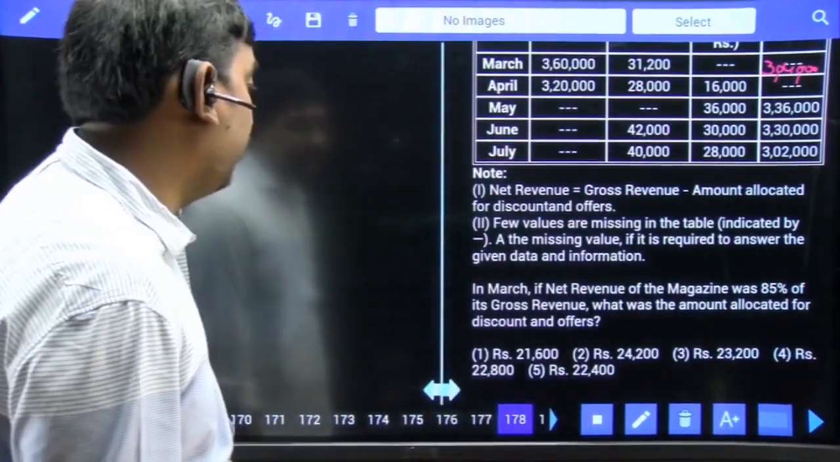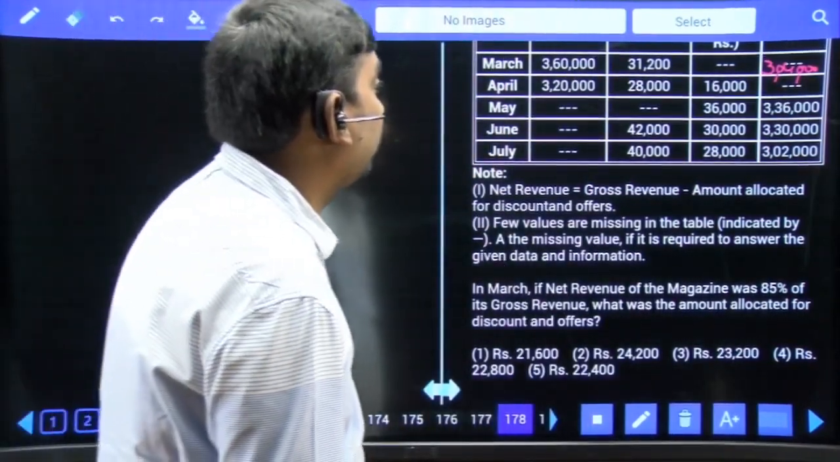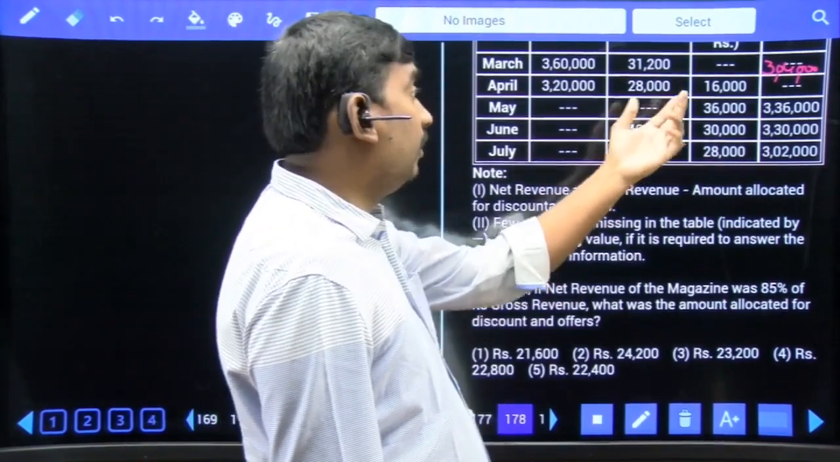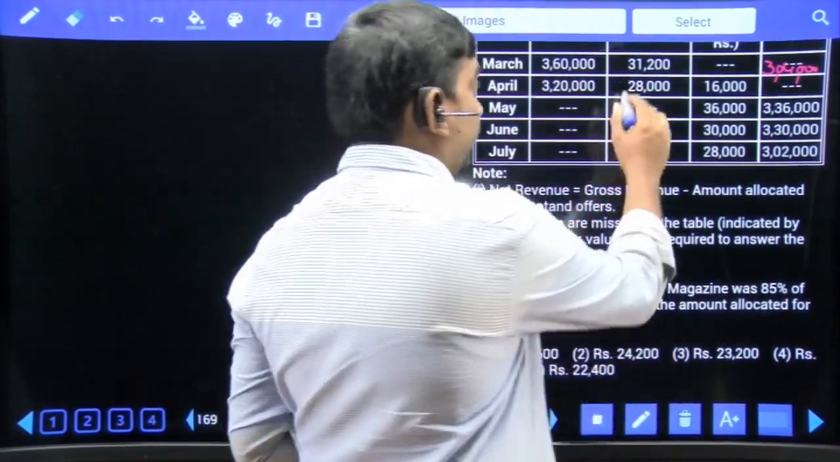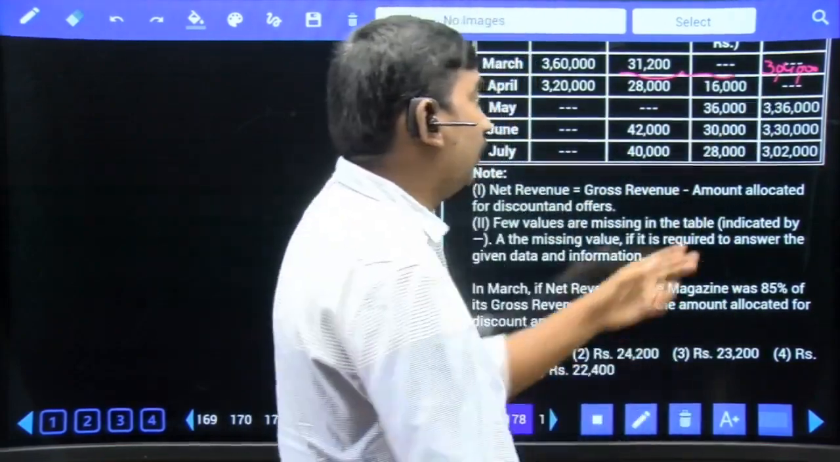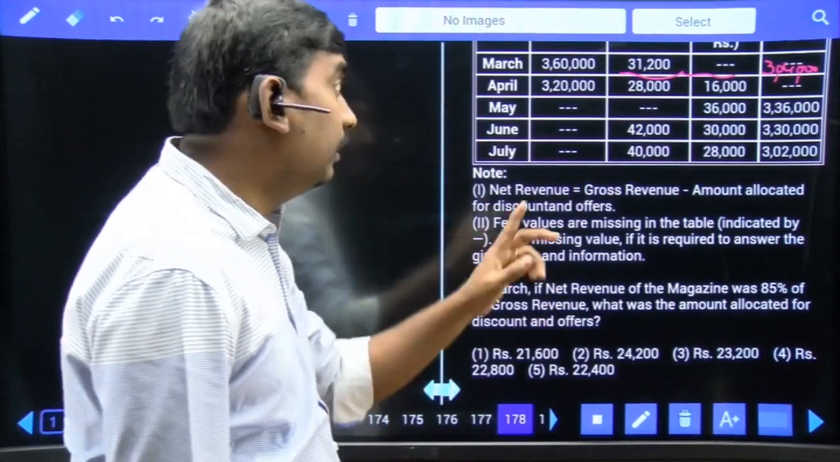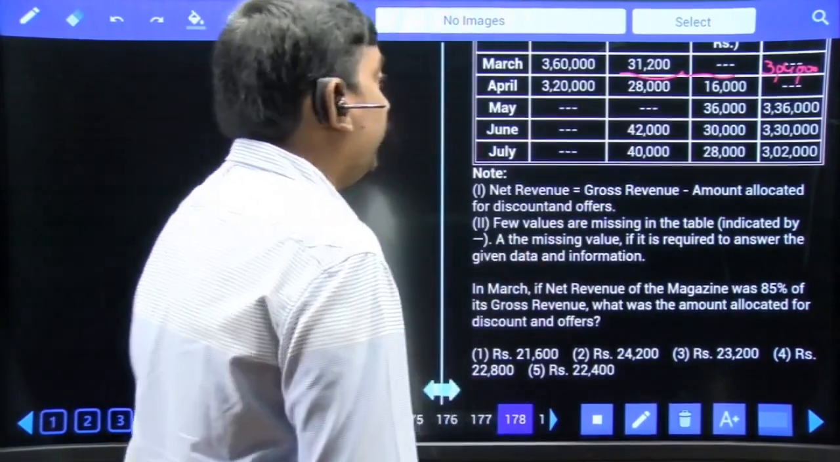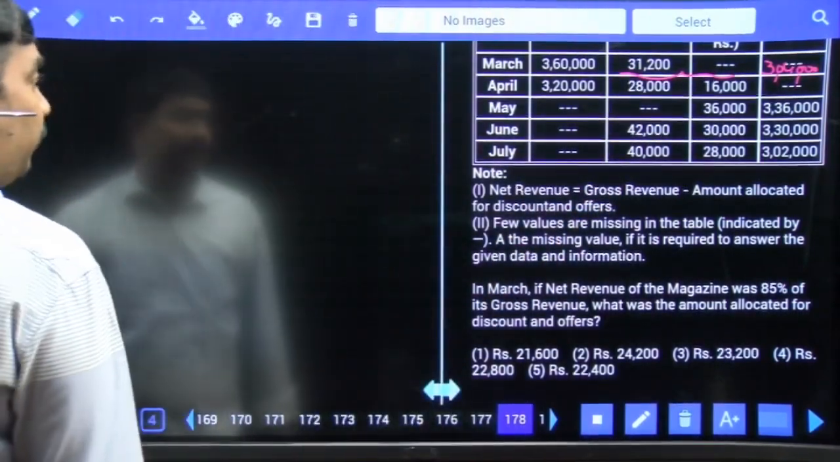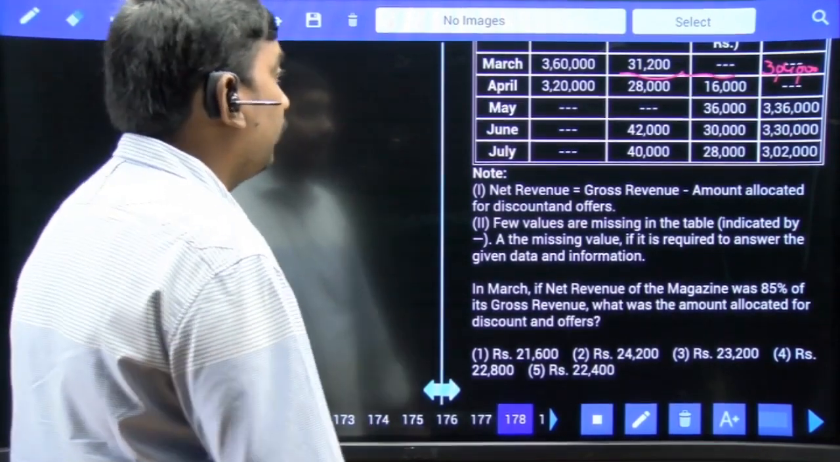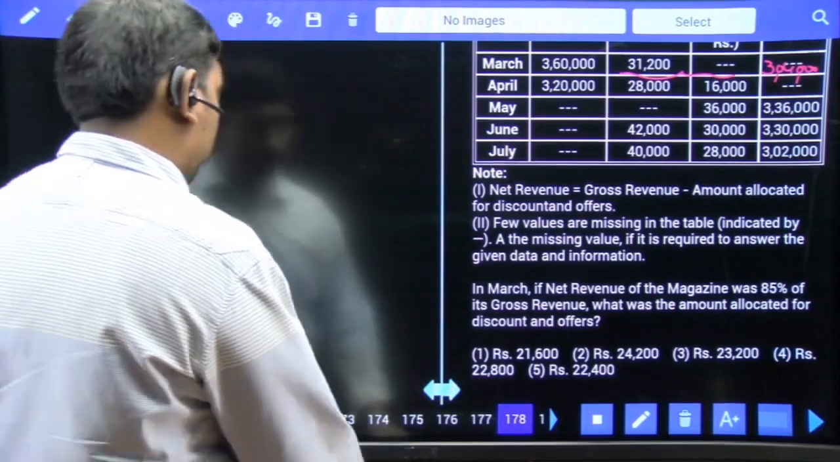3,04,000 is the net revenue. Out of this 3,60,000, these two together are 54,000. Out of 54,000, already 31,200 I am having. The remaining belongs to allocated for discount and offers. So 54,000 minus 31,200, 22,800. Fourth option.